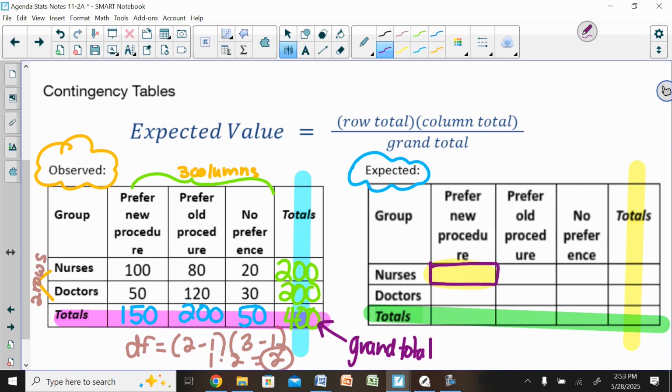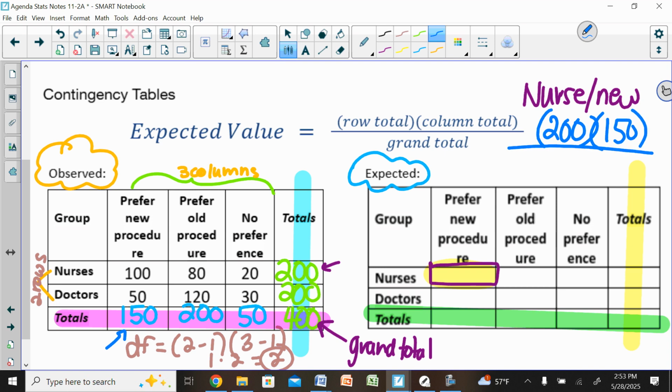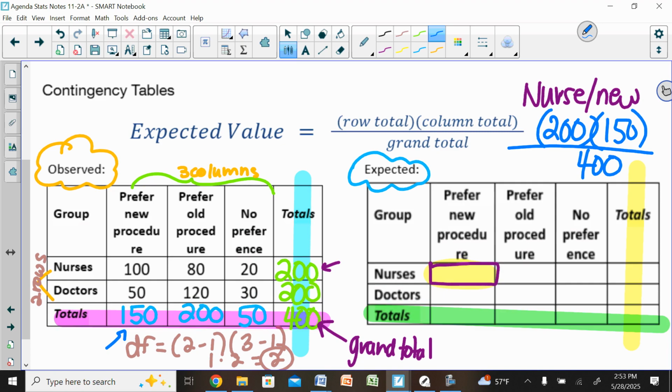So if I want to do the prefer new procedure for nurses, I'm going to do the row total times the column total. The row total would be 200. Let me try that again: new procedure, nurse and new. I would do my nurses, 200, times my new procedure, 150, and that's all going to be over my grand total of 400. Checking my calculations, I've got that at 75.